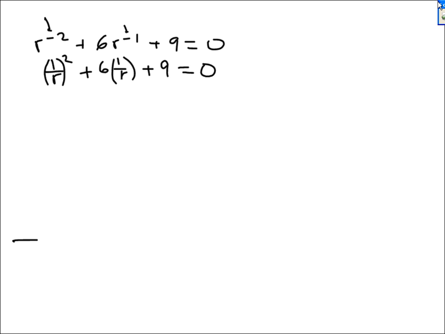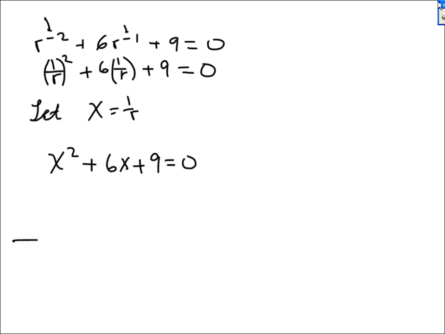So, I'm just going to rewrite it. I'm just going to say, you know what? I don't like 1 over r. I like x better. It's my taste. So, x squared plus 6x plus 9 is 0.